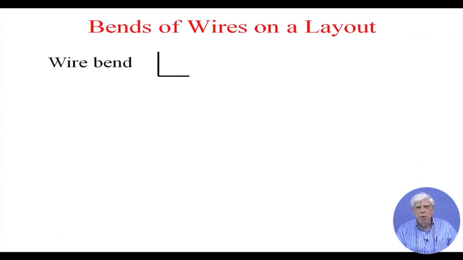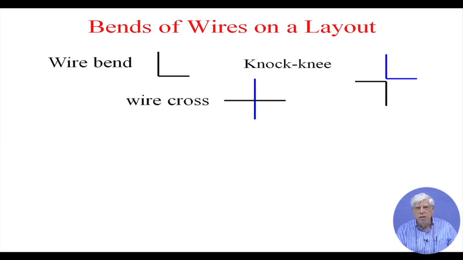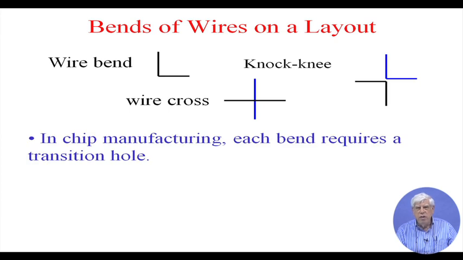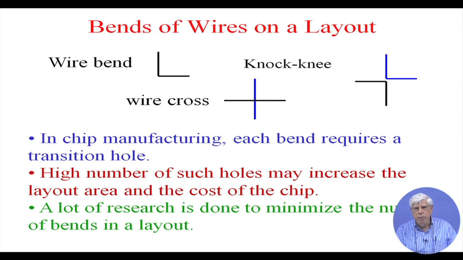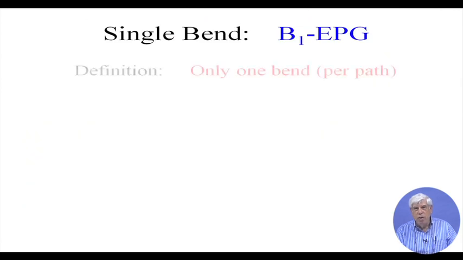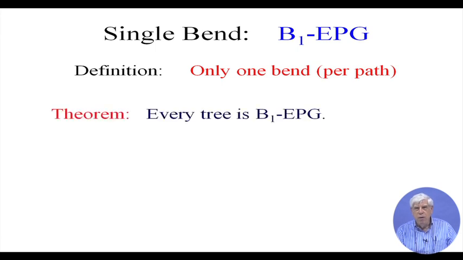So bends of wire is motivated largely from the VLSI discipline, where you have wires that cross in different ways, and you want to manufacture so that there won't be so many bends, because every bend requires you to do something. So it's good in general to have not a lot of bends. A high number of such holes that you would need to create for crossing paths would increase the layout and the cost of the chip. And a lot of research is done to minimize the number of bends of a layout. That's not exactly what we are doing overall. We are looking at particular kinds of paths. And we will focus on B1 EPG, the paths that have only one bend per path.